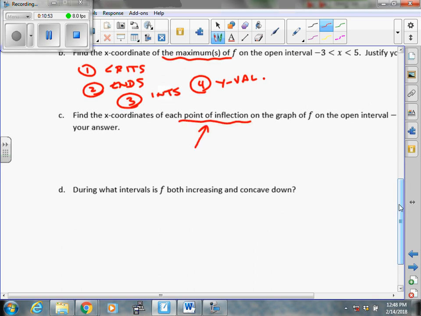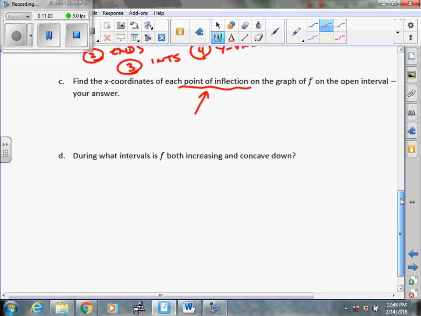Here's the point of inflection. This is the third time, same flashcard. Write down the steps for point of inflection. Remember, the definition of point of inflection is where the concavity changes. So set the double derivative equals 0, do your intervals, and make sure those intervals change sign.